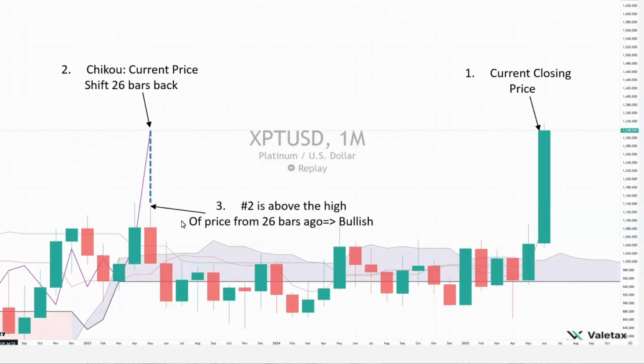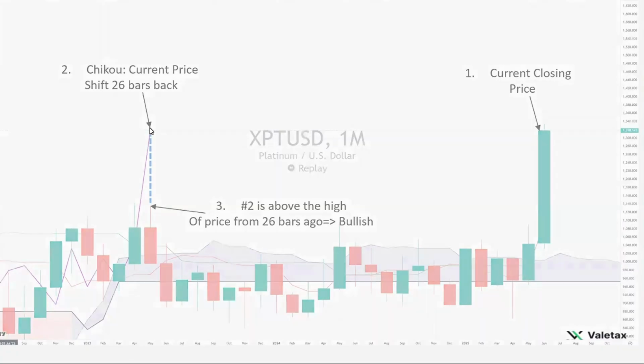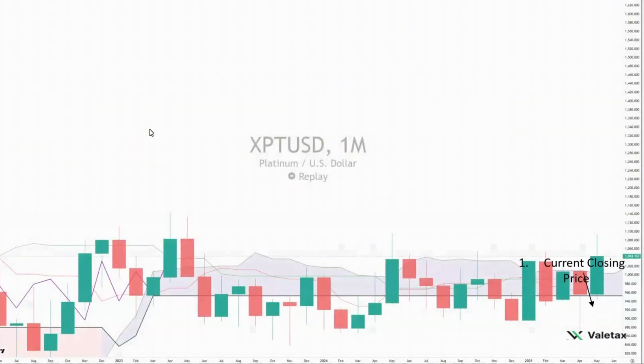Okay, and remember, you're looking at the high of the bar, always the high of the bar for bullish and always the low of the bar for bearish. Since this is there, that means you have bullish momentum going forward. Okay, let's look at another scenario here.